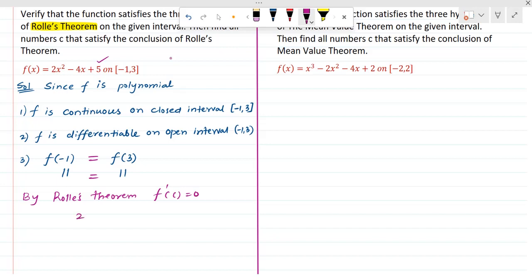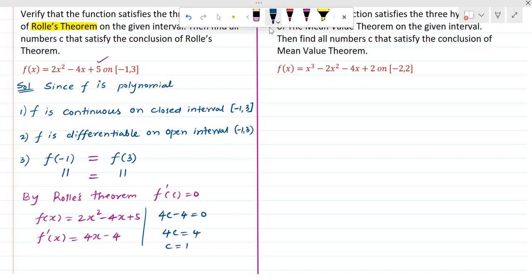The given function, I write it, f of x equals 2x squared minus 4x plus 5. Differentiate this part, so you will have here 4x minus 4. Since I have to substitute the c value, just replace x with c. So you will get 4c minus 4 is equal to 0. Therefore, 4c is equal to 4 and c is equal to 1.